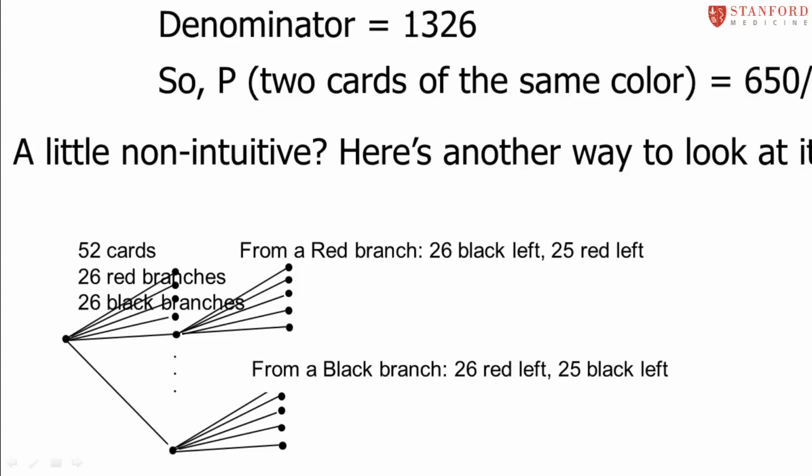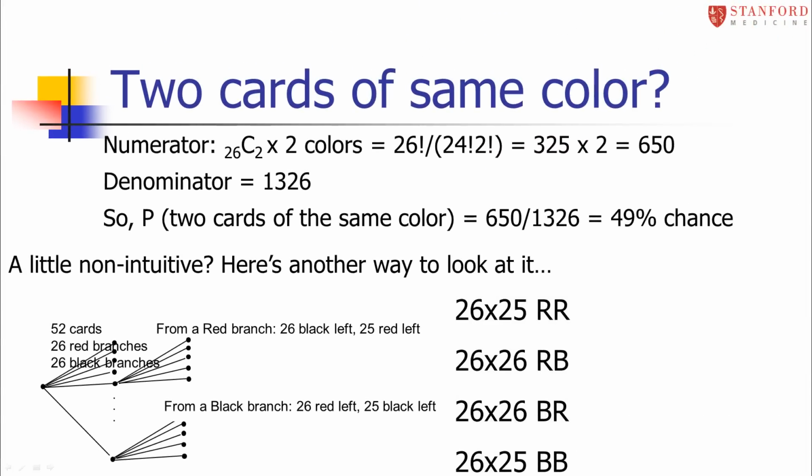So you have 52 cards, 26 red cards, and 26 black cards. If you get a red card on the first draw, so you're on a red branch, then you have 26 black cards left, but only 25 red cards left. Similarly, if you started with a black card, if you're on a black branch, you have 26 reds left, but only 25 blacks left. So if you count out how many different red reds there are and how many different red blacks and black reds and black blacks, for getting both a red and a red again, it's 26 times 25. For getting a black and a black, it's 26 times 25. But for getting red black or black red, it's 26 times 26.